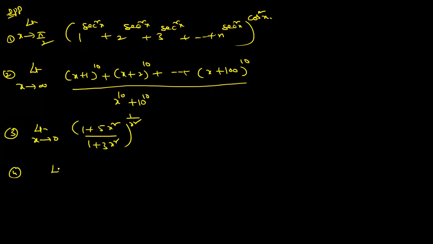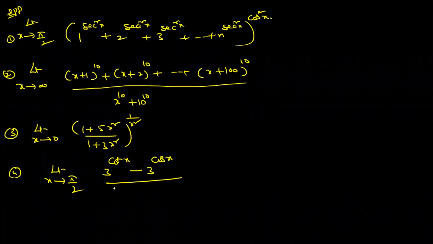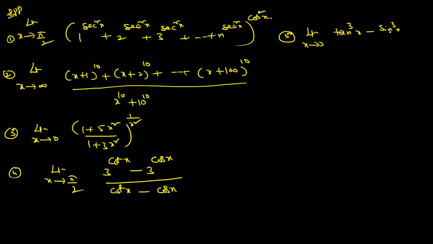4. Limit x tends to 5 by 2 of (3^cot x minus 3^cos x)/(cot x minus cos x). Next, limit x tends to 0 of (tan³x minus sin³x)/x⁵. So try to complete these exercise questions.